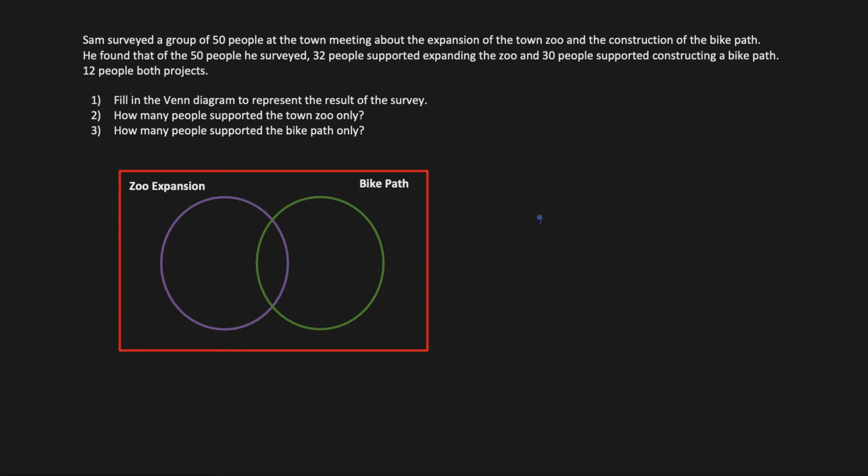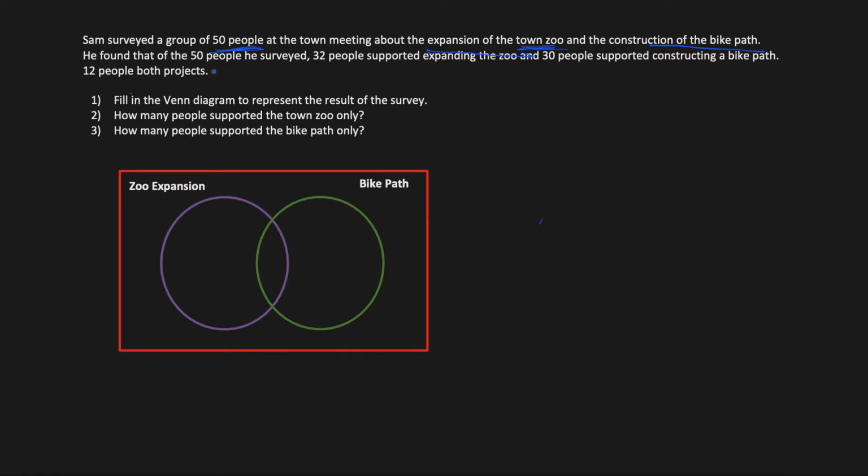This question is: Sam surveyed a group of 50 people, I'll just underline it, at the town meeting about the expansion of the town zoo and the construction of a bike path. So we can see that the meeting is about, oops, sorry, let me increase this marker, about the town zoo and the construction of a bike path.